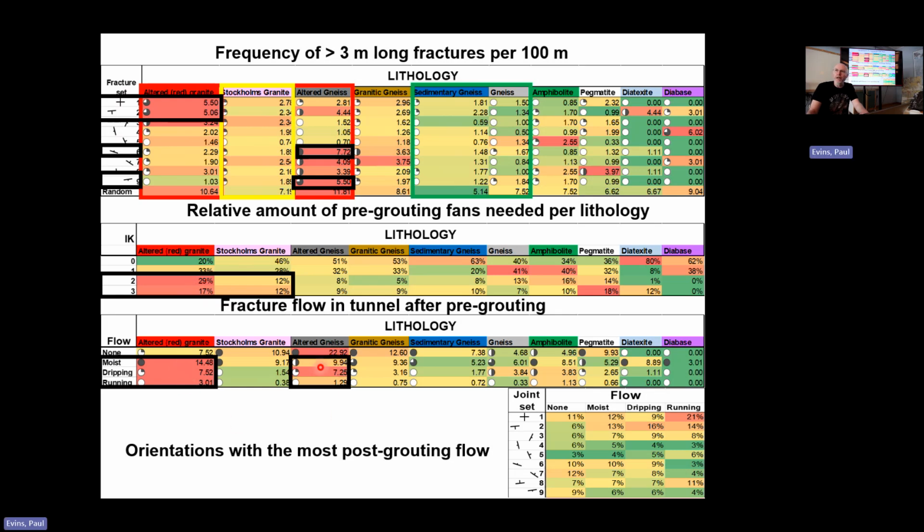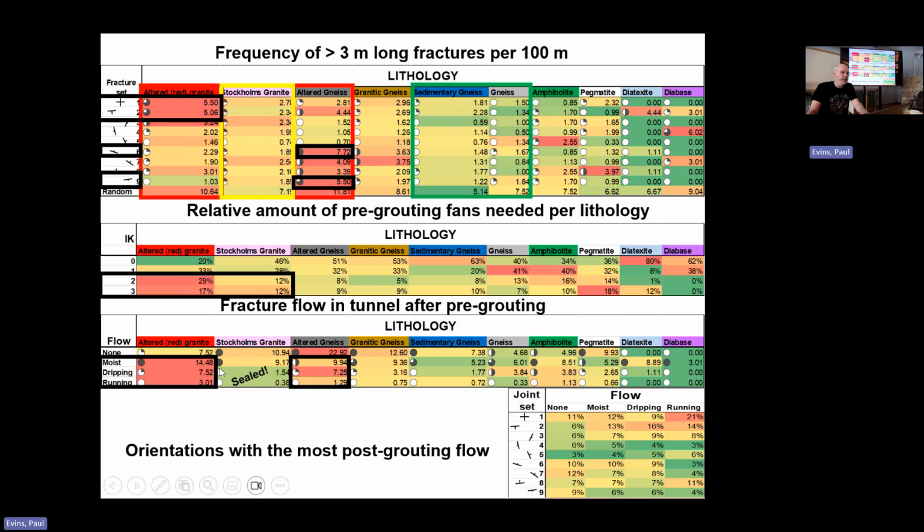But they're also in the altered gneiss, the most ones. So that makes fair enough sense still. We're in weakness zones, so we have more flowing fractures. But the interesting thing is that at least you managed to seal them in the fresh Stockholm granite with the grouting.